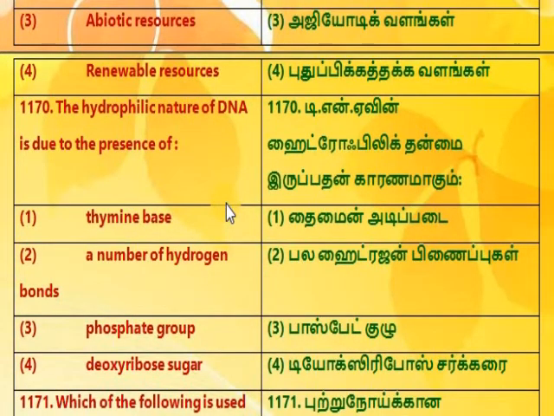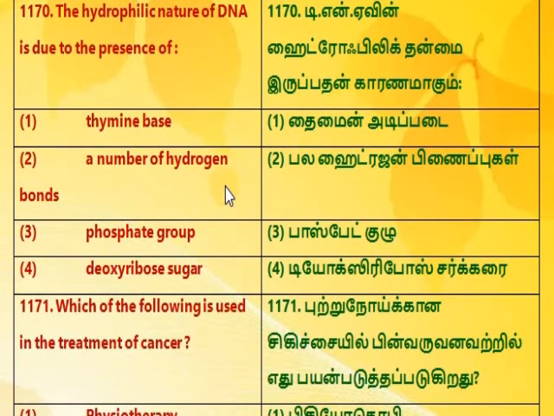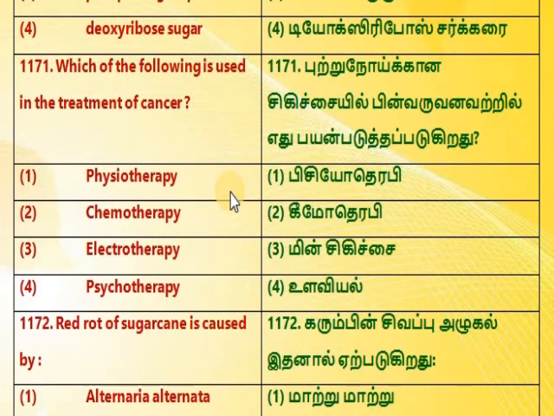1170. The hydrophilic nature of DNA is due to the presence of: 1. Thymine base, 2. A number of hydrogen bonds, 3. Phosphate group, 4. Deoxyribose sugar. 1171. Which of the following is used in the treatment of cancer? 1. Physiotherapy, 2. Chemotherapy, 3. Electrotherapy, 4. Psychotherapy.